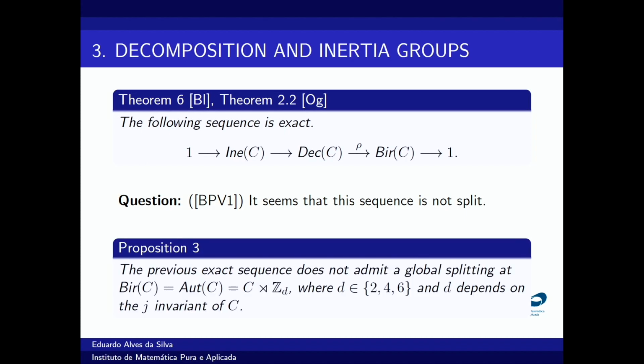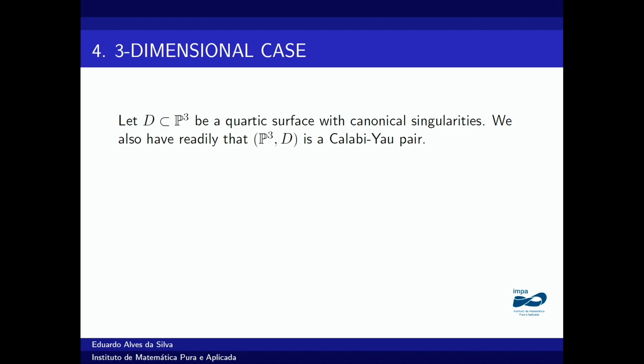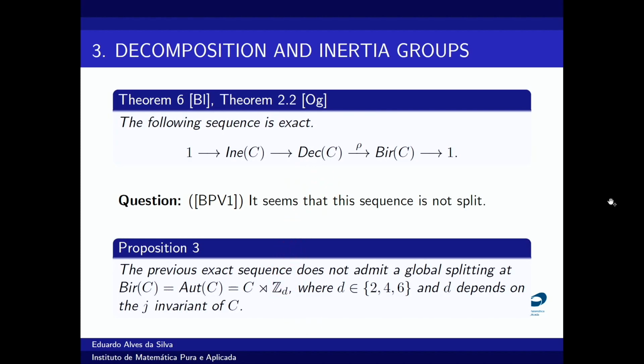And one of our results is that this previous sequence does not admit a global splitting at the birational group, or birational set of the birational transformations of C, because this group has this description as the semi-direct product of the curve with E_D, where D depends on the J-invariant of C. And if we have a splitting, we would be able to have a section for this group to this group.